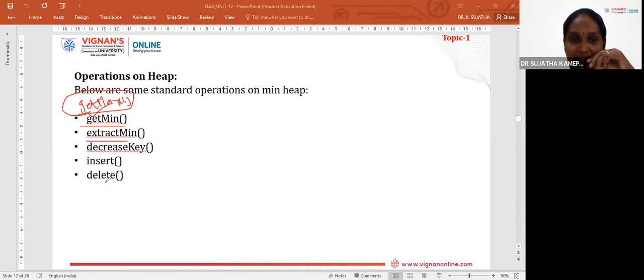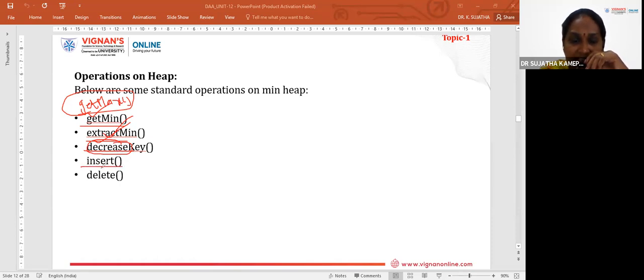Next, extract min. It removes the minimum element from the min heap. Here, the minimum element is nothing but the root element in case of min heap. The root element can be removed from the heap. Next, decrease key. It decreases the value of the key which is present at any position. Any key value may be present at any position, and the value of that key can be decreased.